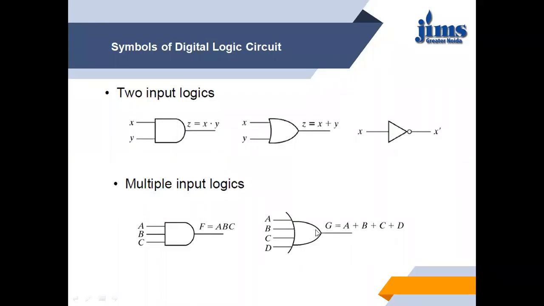Again, I have taken an example of a 4-input OR gate: A, B, C, D. These are the 4 input variables. I have defined an output variable G, where G equals A OR B OR C OR D. We will read it like A OR B OR C OR D. Never A plus B plus C plus D. No, it is A OR B OR C OR D.